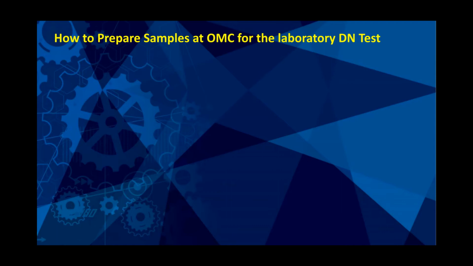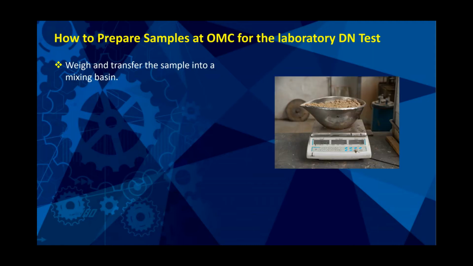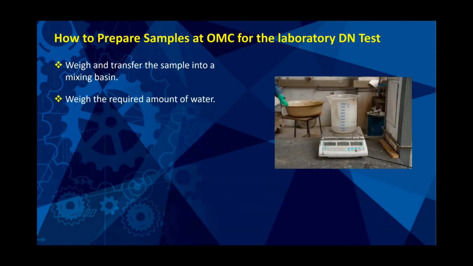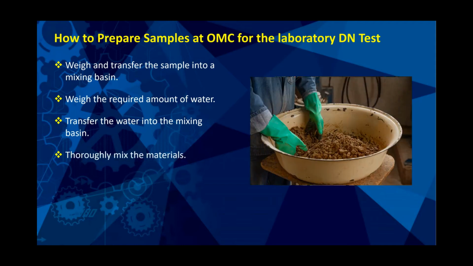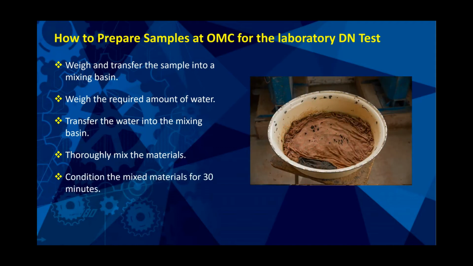All samples for the laboratory DN test must be prepared at OMC before compaction. First, you weigh and transfer the sample into a mixing basin. Then you weigh the required amount of water, which you can determine based on the OMC of the material. Then you transfer that water into the mixing basin and thoroughly mix it by hand. Then you let the material condition in a mixing tray for about 30 minutes.